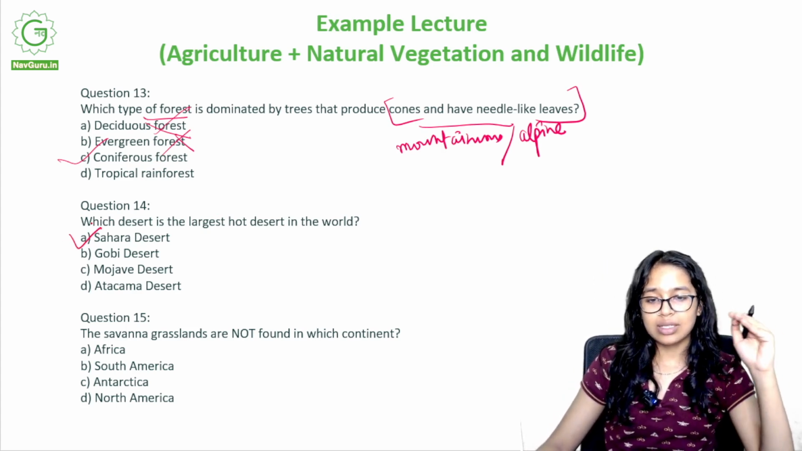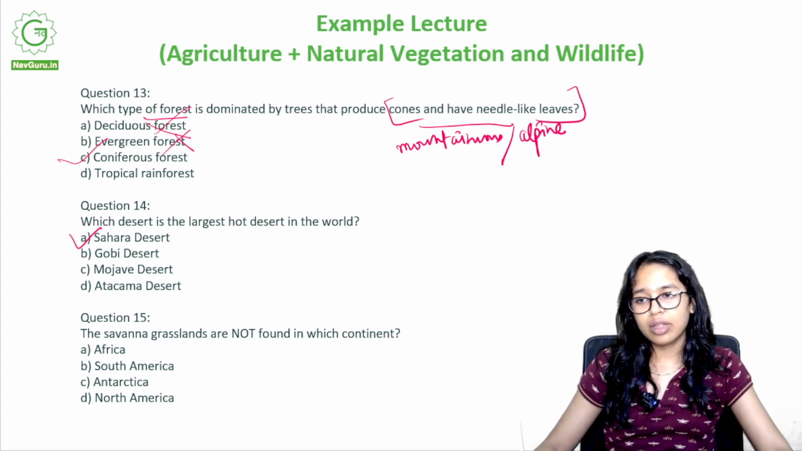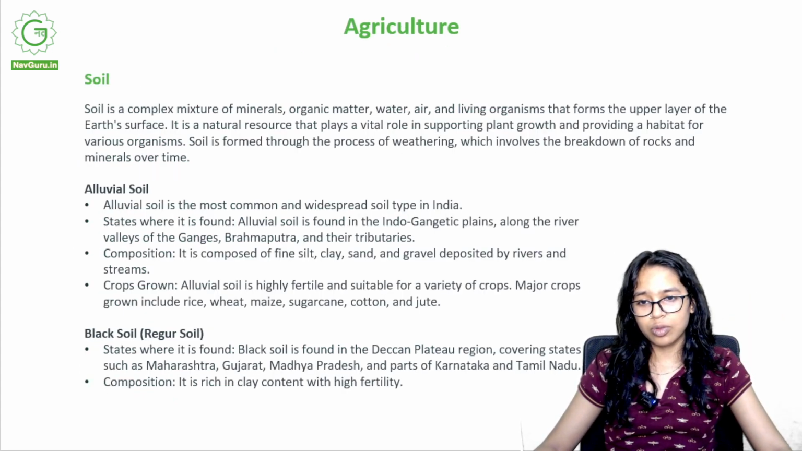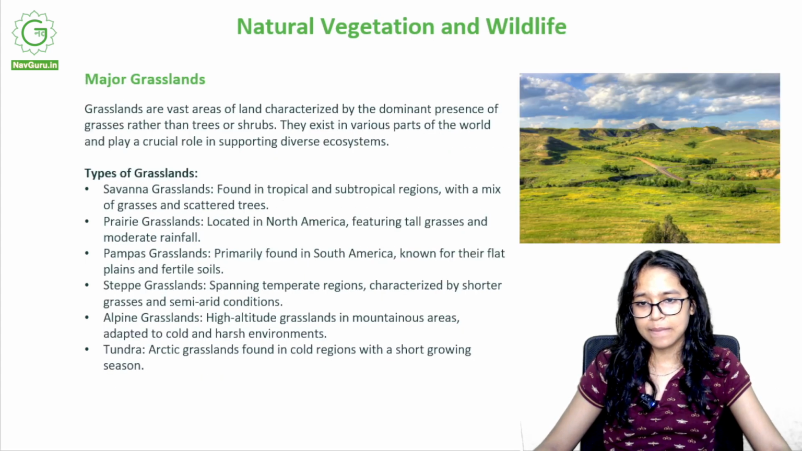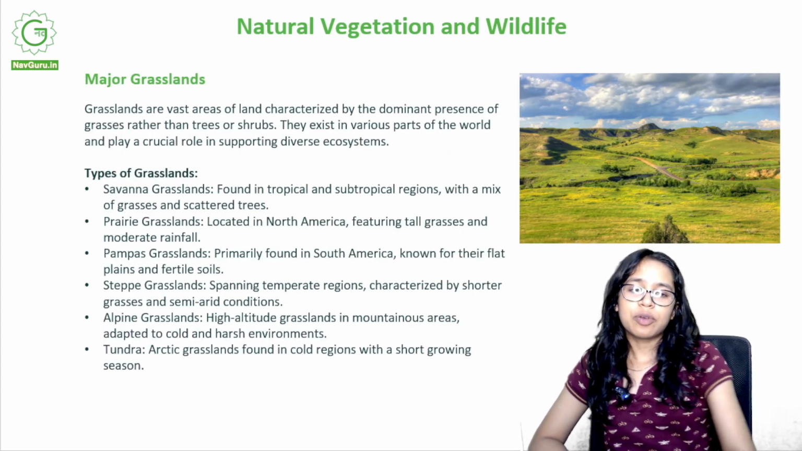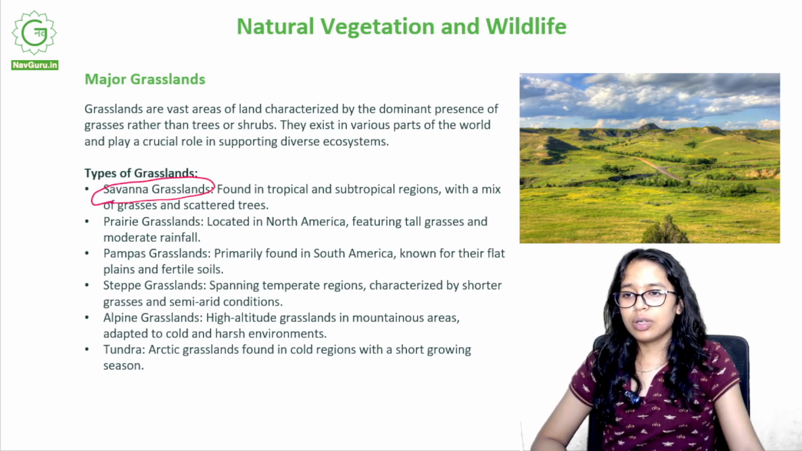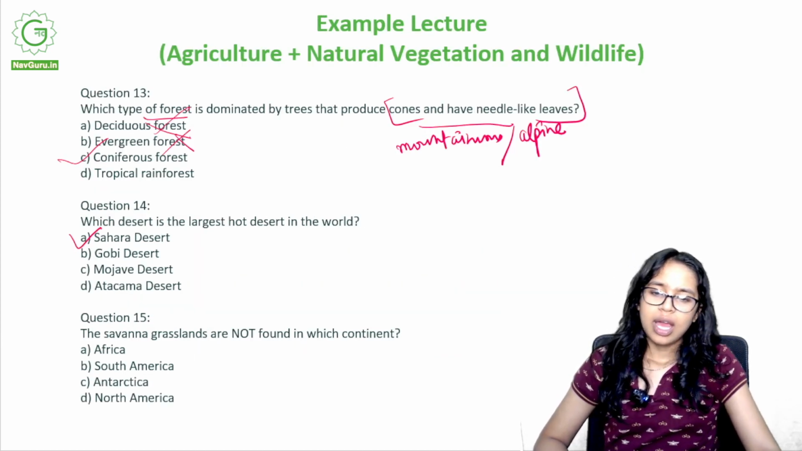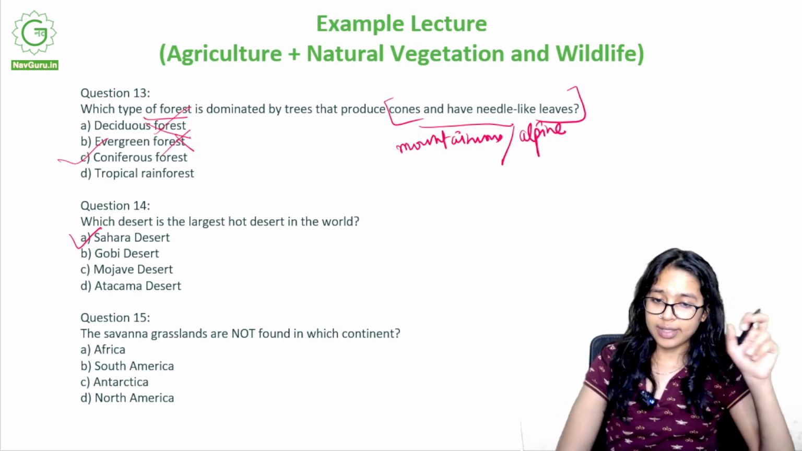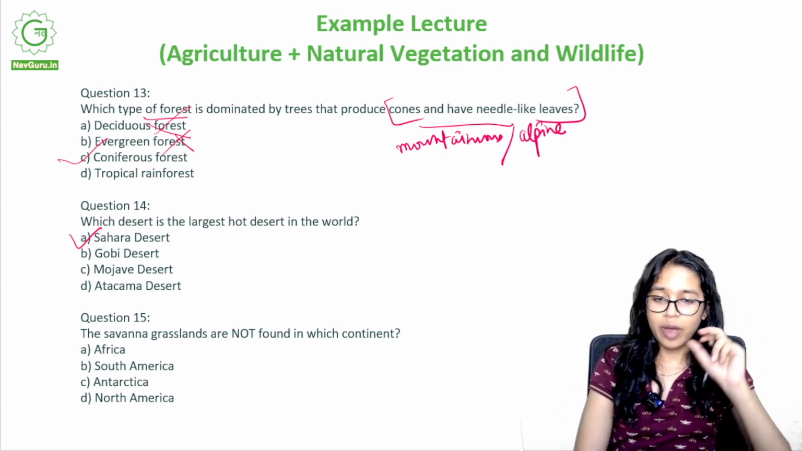The savanna grasslands are not found in which continents? So savanna grasslands are something that's pretty common in almost all the continents. Let me just look at this. Found in tropical and subtropical regions with a mix of grasses and scattered trees. This is savanna grassland. So it's pretty common in almost every continent actually. Hence, the answer is not where it is found. It's asked where is it not found.